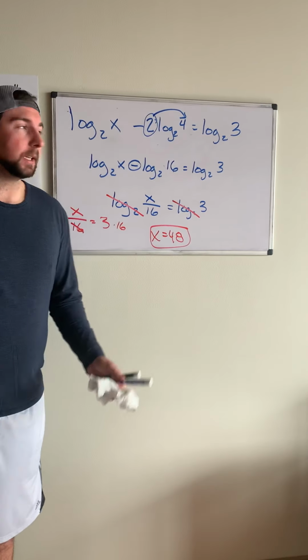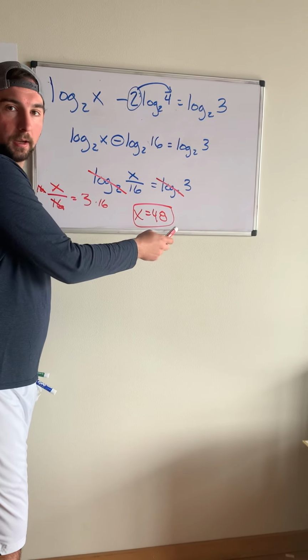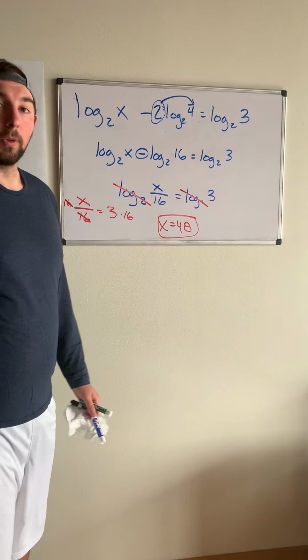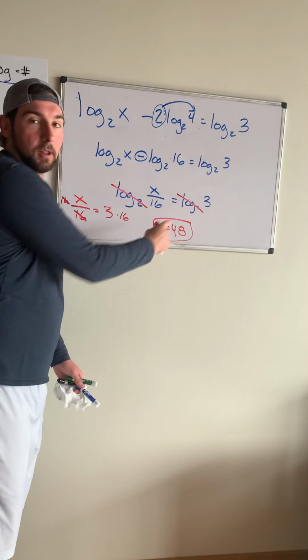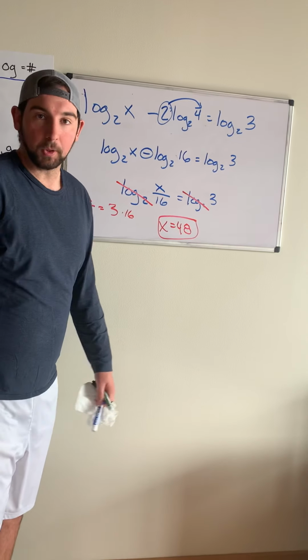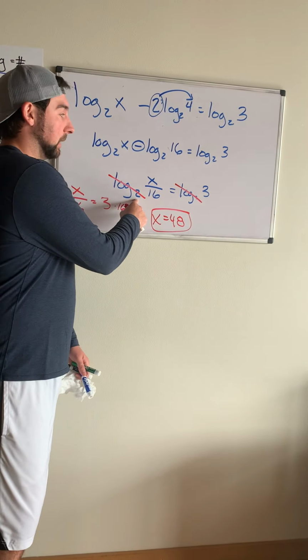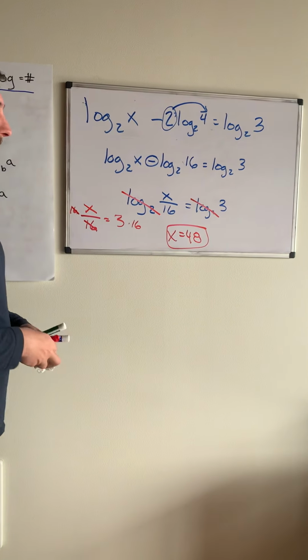Use your log properties, get it down to where there's one log on either side, and then go ahead and cancel those logs out, only if they have the same base. Like if this was log base 2 and this was log base 6, we're screwed. I don't know what to tell you. We can't do anything with it. But if this is log base 2 and that's log base 2, we can cancel those out. So hopefully that makes sense.